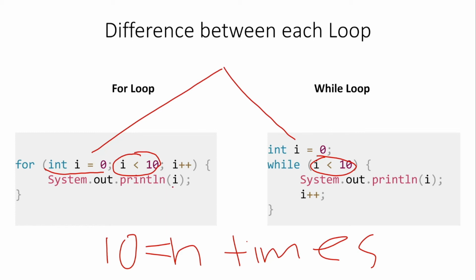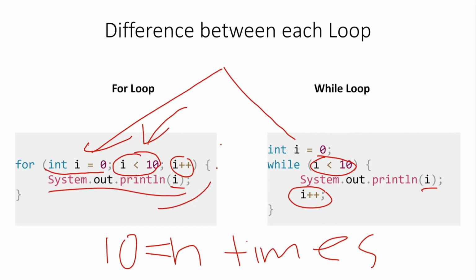Now, both of them print I and keep on printing it until I is not less than 10. And then they both have the incremental statement. So in the for loop, it makes the initial statement, it checks this, it does whatever's inside of here, and then it goes here and does the incremental statement. But in the while loop, while it's doing whatever is inside the loop, it just gets to the I++.